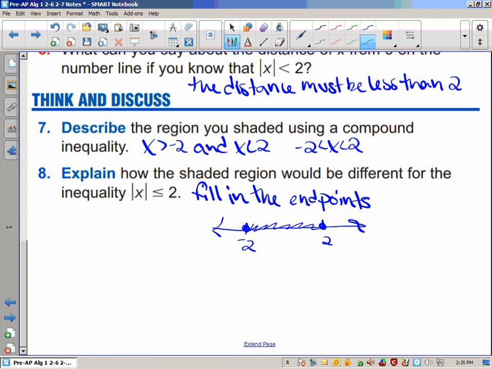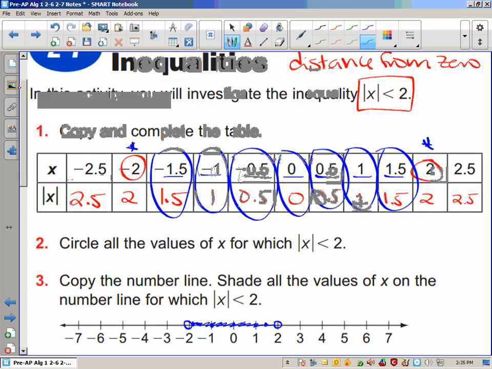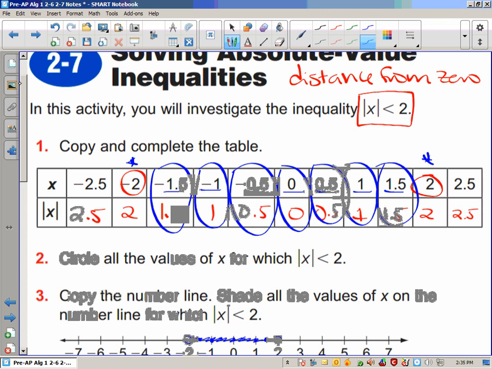shaded in between. Okay? So what this means is when I have an absolute value involved in an inequality, it will automatically become a compound inequality. If you think about what we've learned already about absolute values, this makes sense, because absolute value has two solutions most of the time.